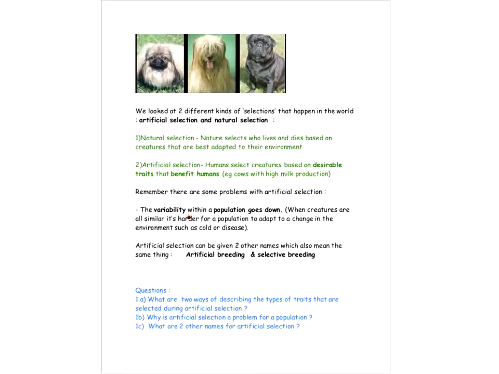So what I'm just asking about is the two different ways of describing the types of traits that are selected during artificial selection. And so far, Austin said they benefit people. So that's one way of describing how we select the traits that we select for artificial selection. Can you guys think of another way of describing how we select traits for artificial selection? They benefit humans. What else? Do we select any old traits?